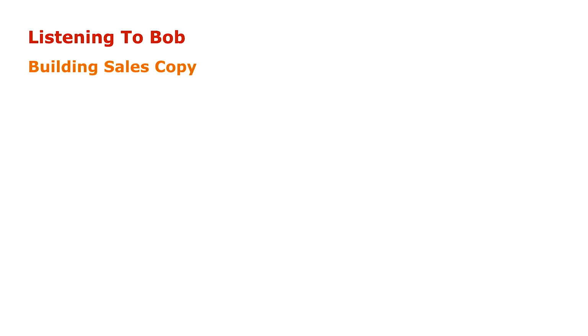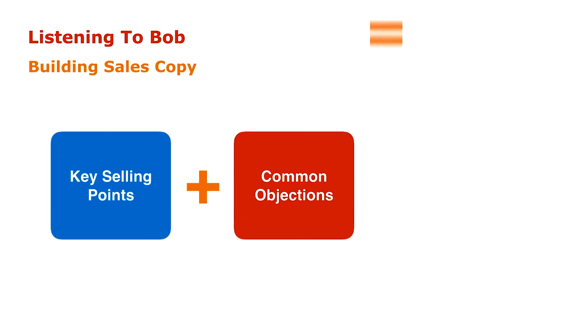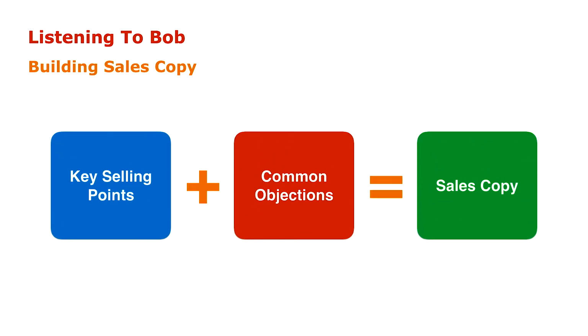So, building sales copy. Copy is made from key selling points plus common objections. Whether we're writing a product description or a script for a video, these are the two points we need to cover in our sales copy. So we're asking for the sale, we have to address the key selling points and the common objections.